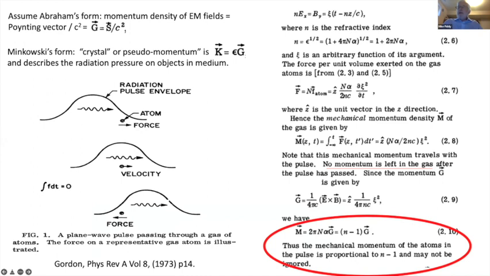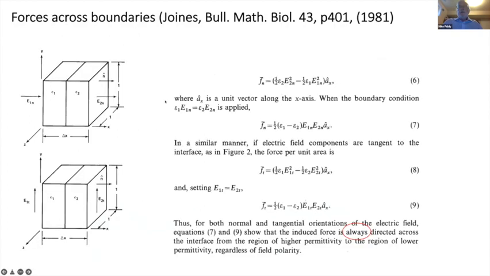The important thing is the realization that the mechanical momentum of the atoms in the pulse is proportional to the index of the material. And this was further rammed home to us in a paper by Joines at Duke University back in '81, that whenever you have electromagnetic fields at boundaries, the force at those boundaries is always directed across the interface from the high permittivity to the low permittivity region, regardless of the field polarity. This is, I think, an important and interesting point to remember.